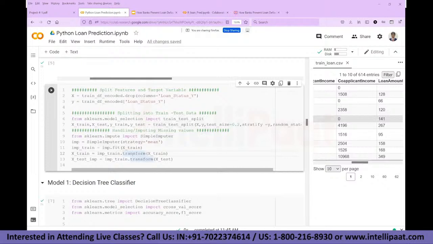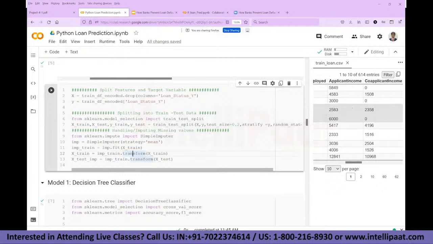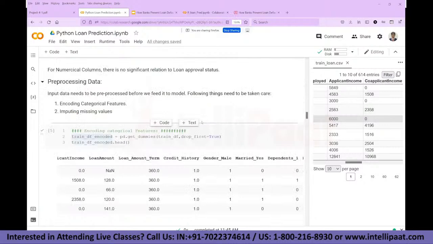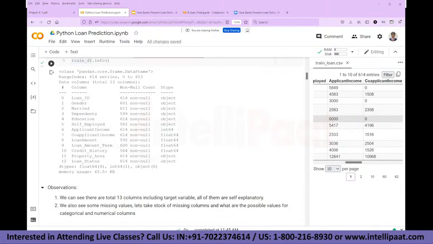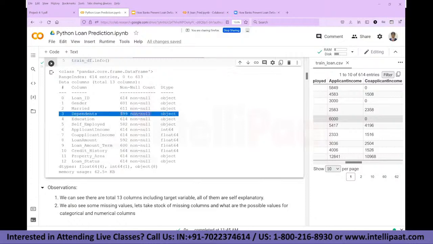And then transform on x train will fill all the missing values that are there in all the different columns or rows. So I don't have to find them out, it will fill them by itself. How did I find out if there are missing values? I already did that earlier. In this case, it says all of them are non-null, right? But what I see is dependents has 599 counts. My total entries are 614. What happened to the rest of the 15 counts? So I need to figure out how to fill this.